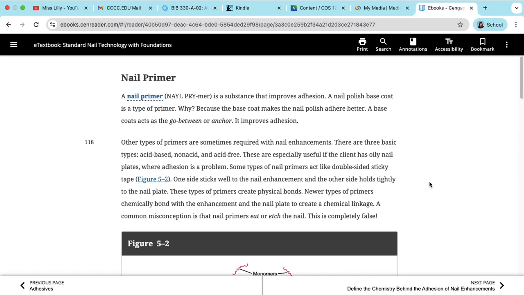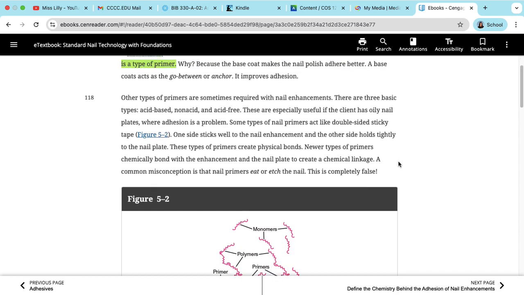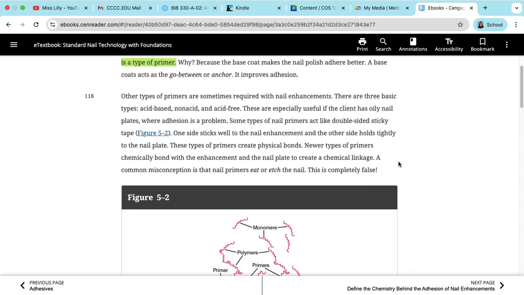A nail primer is a substance that improves adhesion. A nail polish base coat is a type of primer. So it makes it easier to glue something because it prepares that surface. We have three types of primers. We have acid-based, non-acid, and acid-free.